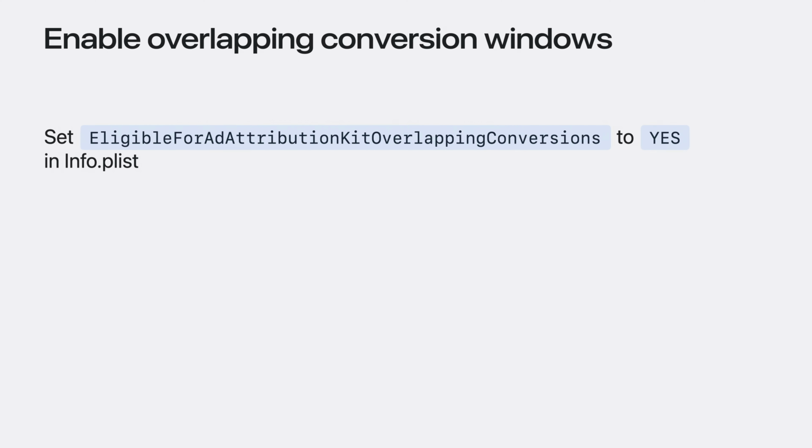To begin measuring overlapping conversion windows, set the eligible for AdAttributionKit overlapping conversions key to yes in the Info.plist for your app.